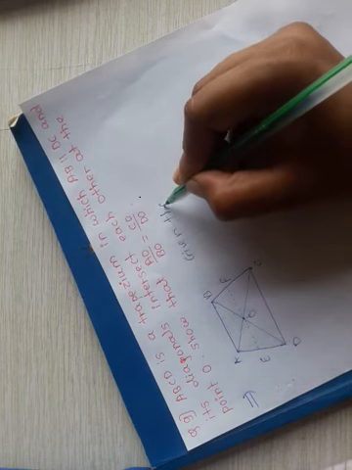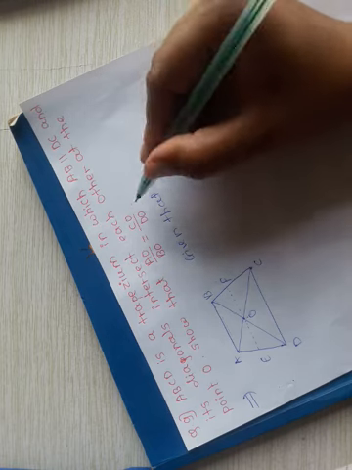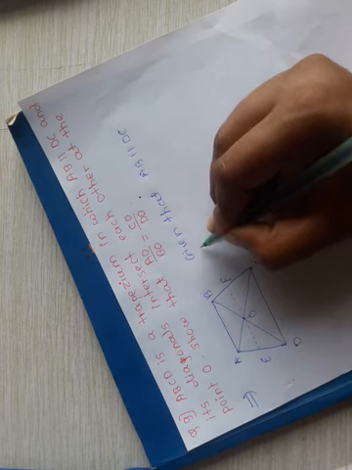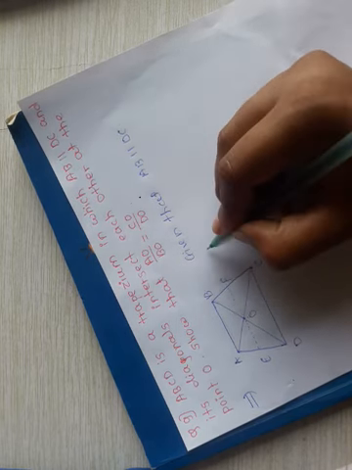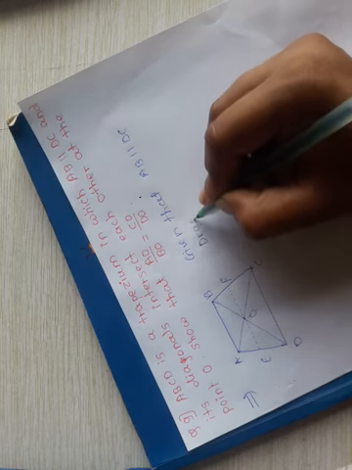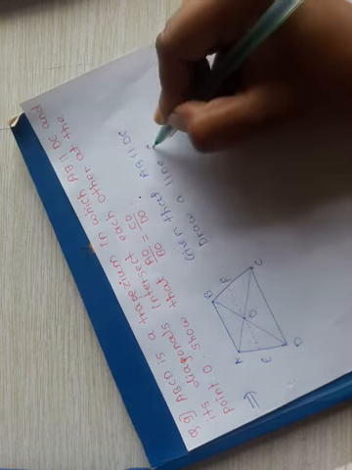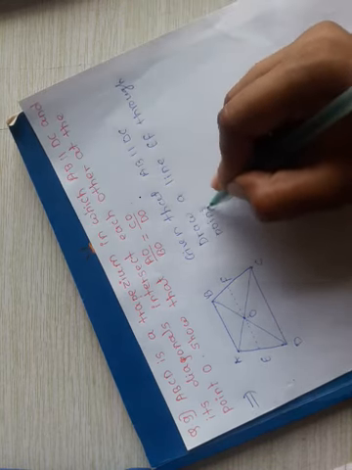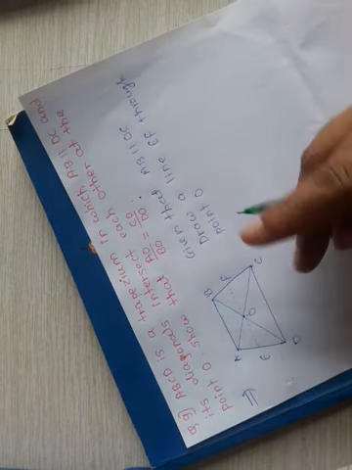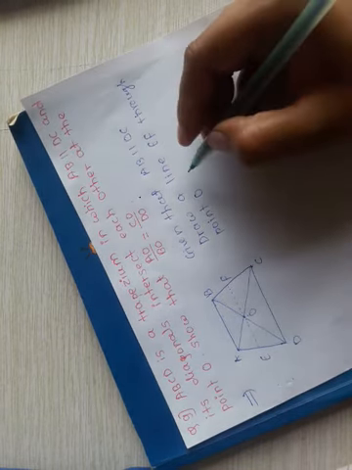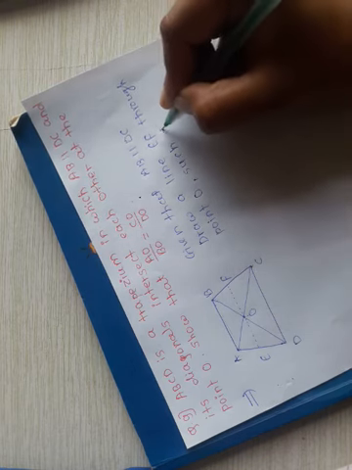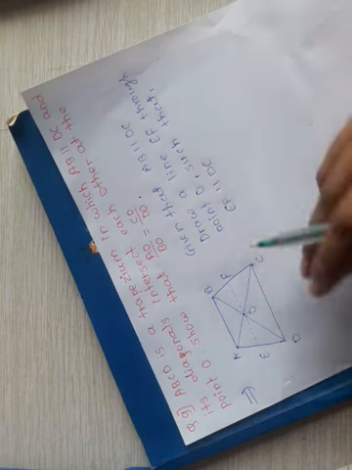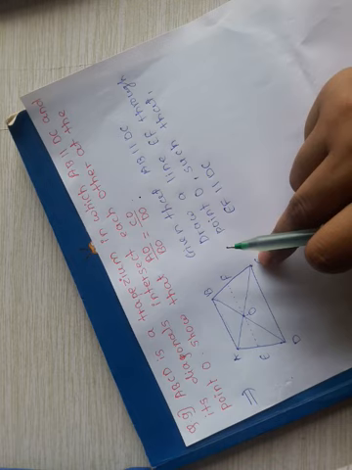Given that AB is parallel to DC. And what we have to prove? This statement we have to prove here. So what construction do we make here? Draw a line EF through point O. Write the construction which we have done here: draw a line EF through point O such that EF is parallel to DC. So draw a line EF which passes through this point O and is parallel to DC.